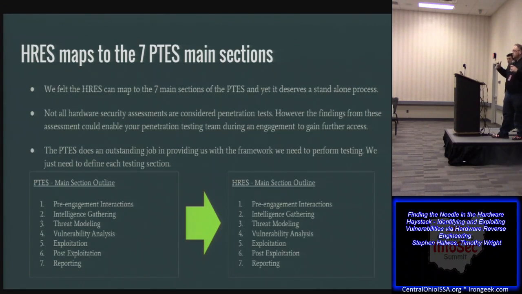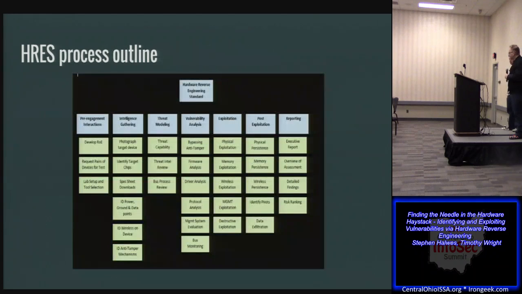Now the subsections, the actual processes underneath, are going to be different in some sections. Some of those are going to map directly, and we're going to talk through that a little bit. We put together a basic mind map here of some of the things we felt like we do during one of these assessments. When we look at things like the pre-engagement interactions, developing the ROE, that sort of stuff, it's straight from the PTES, right? And those guys did an excellent job.